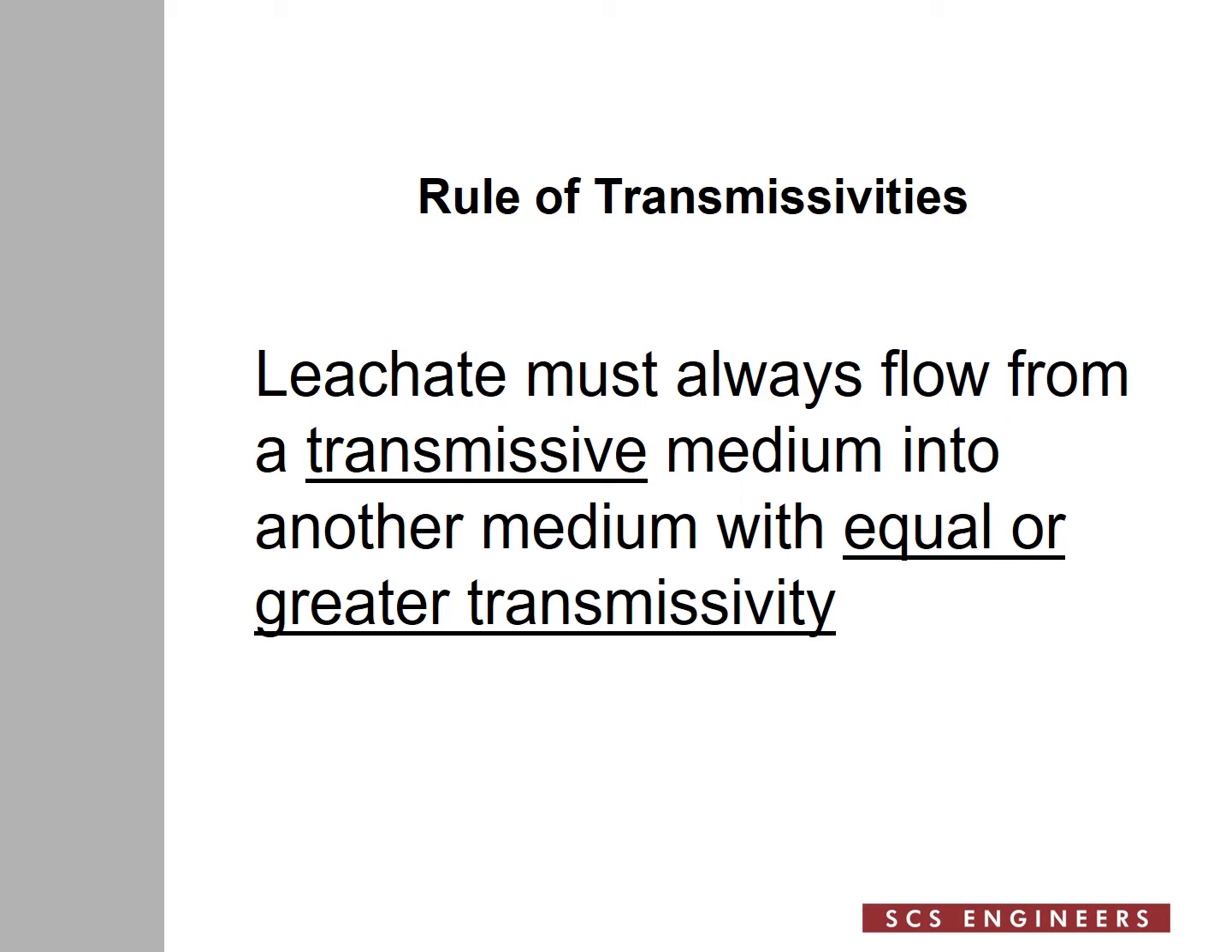What it means is that if in the path of leachate flow, leachate is coming out of one medium and going into a second medium, the transmissivity of the second medium should be equal or greater than the transmissivity of the first one. And if that rule is not followed, then the system may experience a bottleneck in the flow direction, and that bottleneck can potentially create clogging in the system.